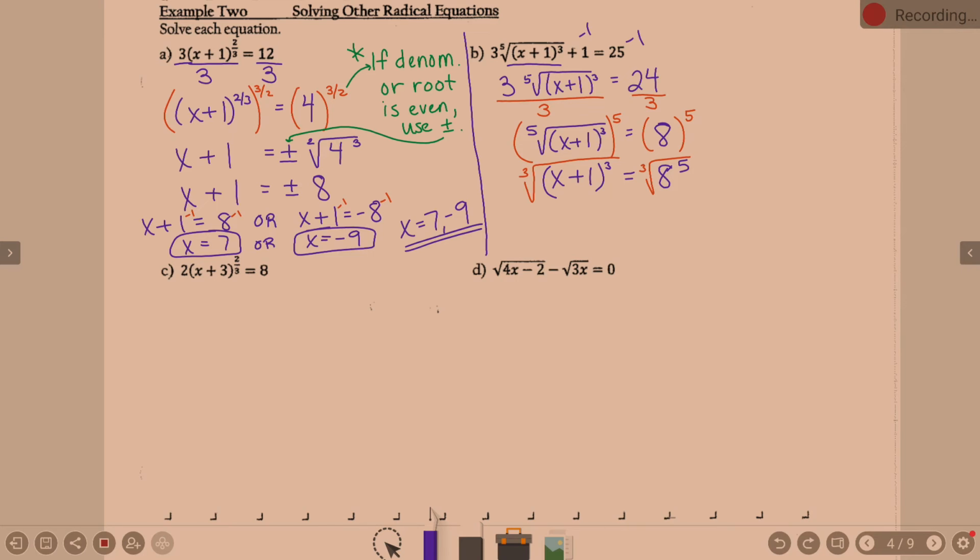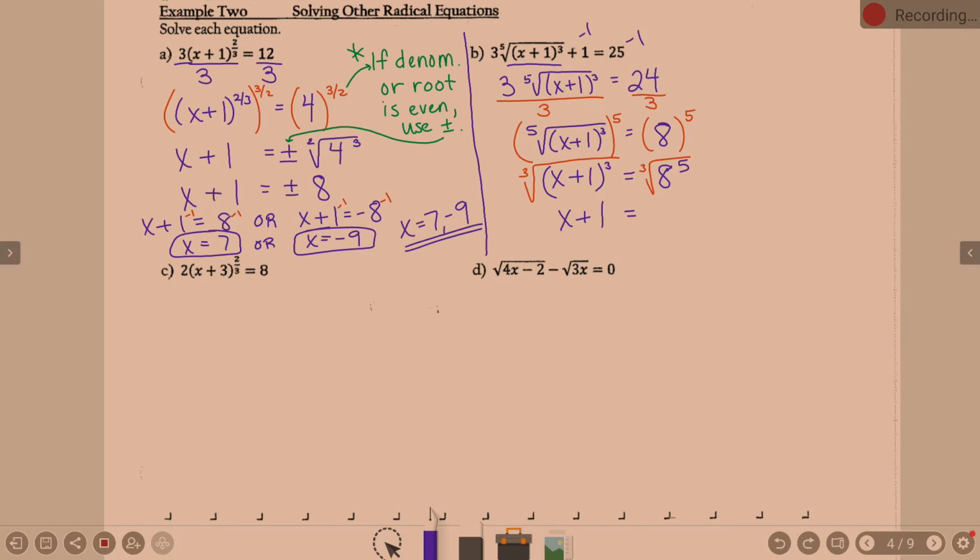Okay, on the left, the cube root of x plus 1 to the third. What happens to those 3's? They cancel each other out, and we're left with not even the square root of x plus 1, just x plus 1. You can see the light at the end of the tunnel maybe if we're just left with x plus 1.